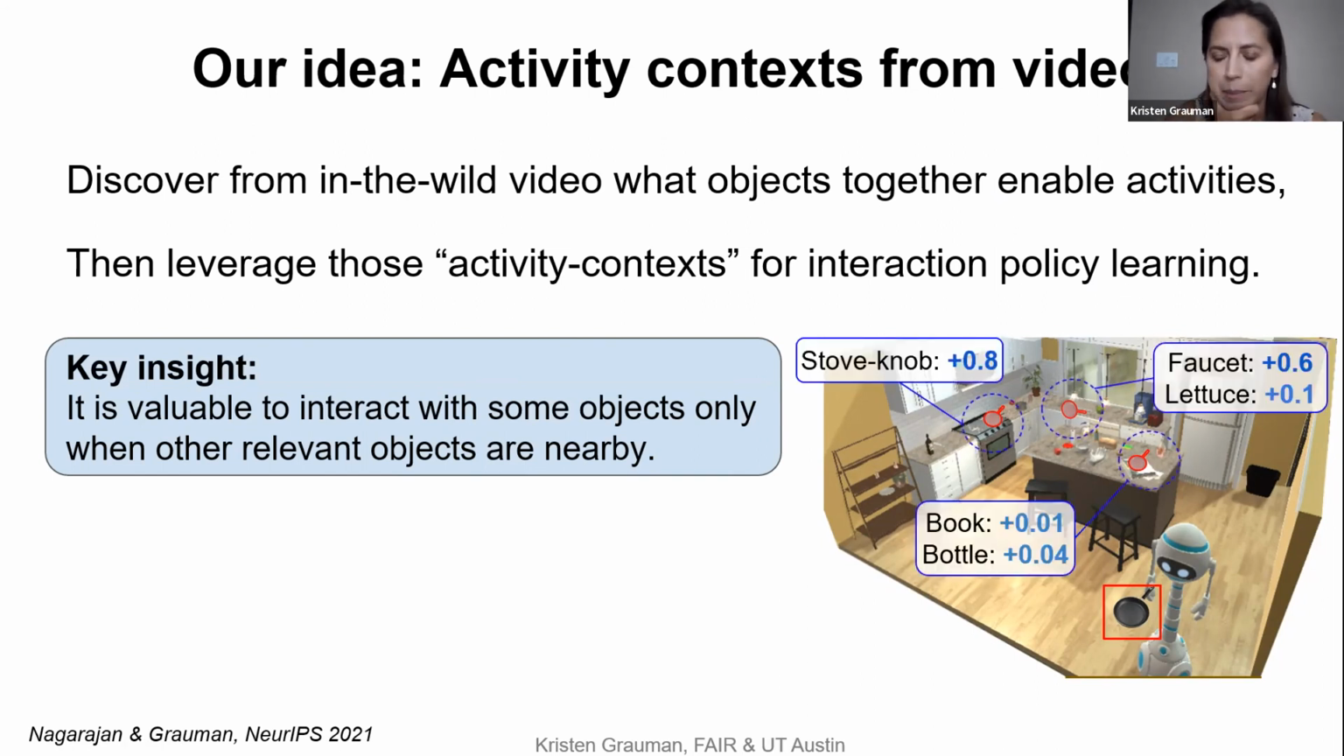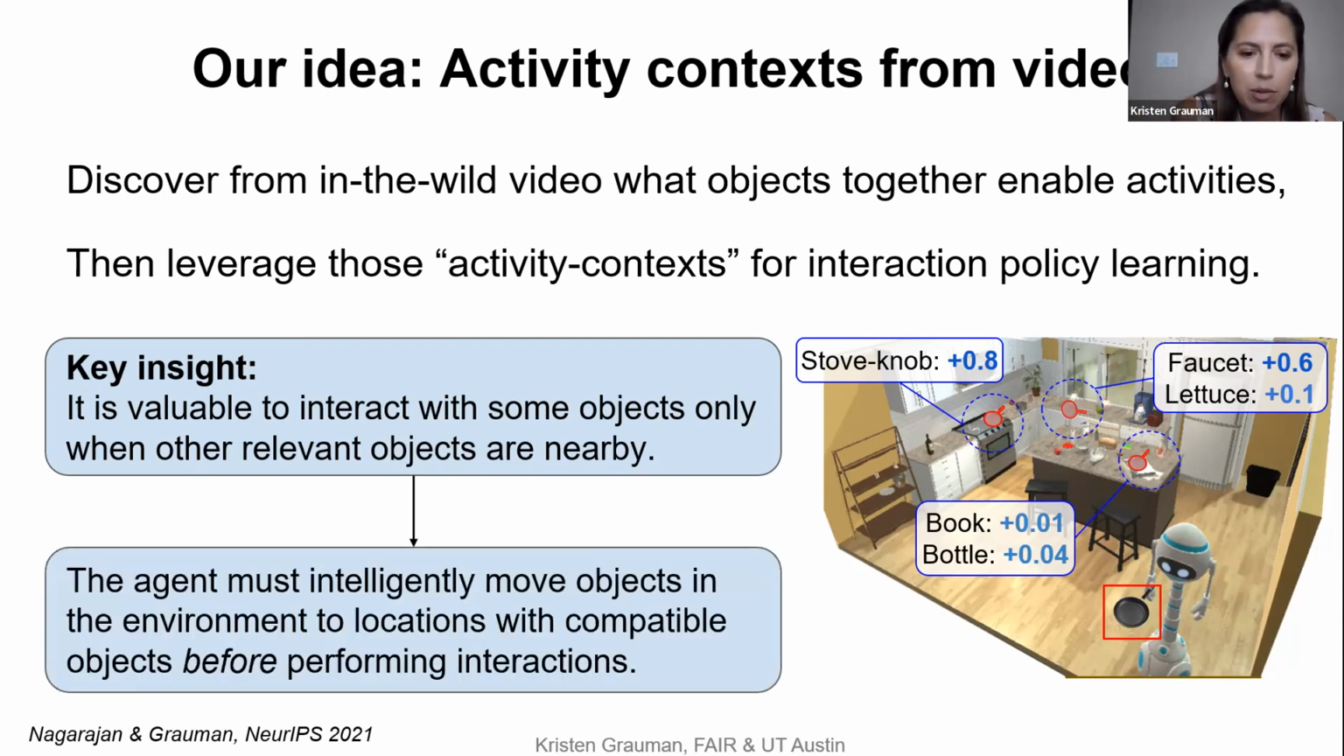So for example, if I'm holding a pan like this robot here, there's going to be a lot of doors, figuratively speaking, that get opened if I bring it over to, say, the stove or maybe even the faucet, but less real activity enabled if I just bring a pan over and start interacting with a book or a bottle. So the idea then will be to pick up these associations from video, from human action, and then ask the agent to intelligently move objects in the environments to places where compatible things are close before they attempt to perform an interaction.